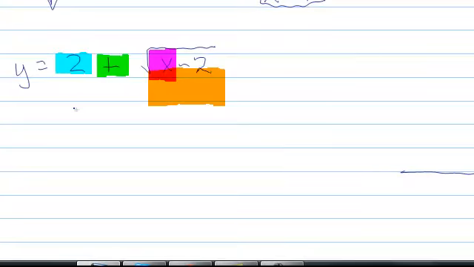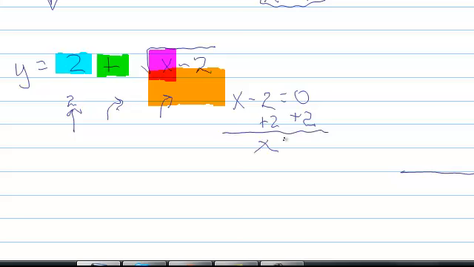Okay, let's go step by step. This is going to be up 2 units. It's going to open to the right. This one opens up. This one opens to the right. And the value that makes the inside 0: x minus 2 equals 0. Add a 2 to both sides. X equals 2. Okay, we have our 4 pieces of information.